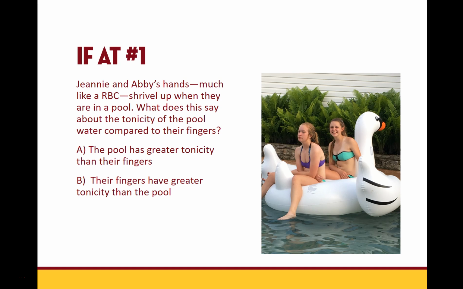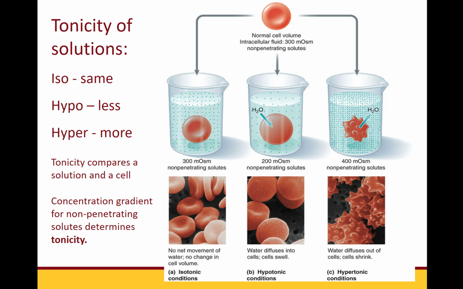Where do we see this? Well, this is Eugenie and her best friend Abby in our pool on Taylor Swift's lawn, because of course you've got to have that. So why do their hands shrivel up in a pool? What does this say about the tonicity of the pool compared to their fingers? A, right. It is a hypertonic solution. The pool has greater tonicity than their fingers. This is why your fingers shrivel up. Because the water in here is like, oh, there's less concentration of stuff out there, so I'm going to go into the pool that way. Okay.